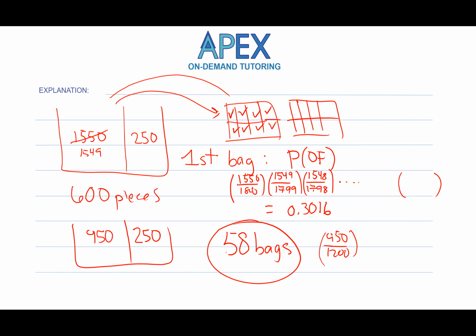Hopefully this has been helpful, and this is a great example of using probability to solve an engineering problem with how many bad bags, or defective bags, we can expect.